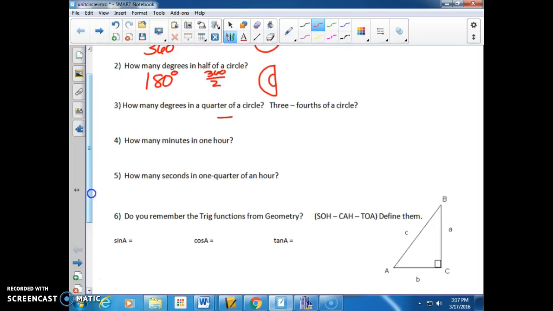So really, let's think of a quadrant. So it's a quarter of a circle, or 1/4, or a fourth of a circle. So a fourth times 360 is 90 degrees. Or you could just take 180 and divide it by 2 again.